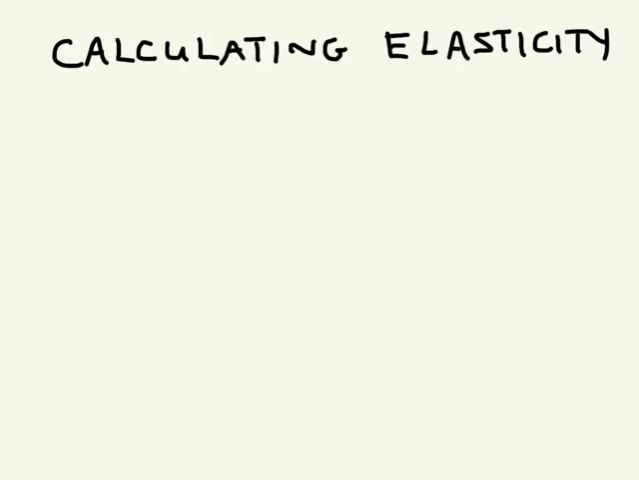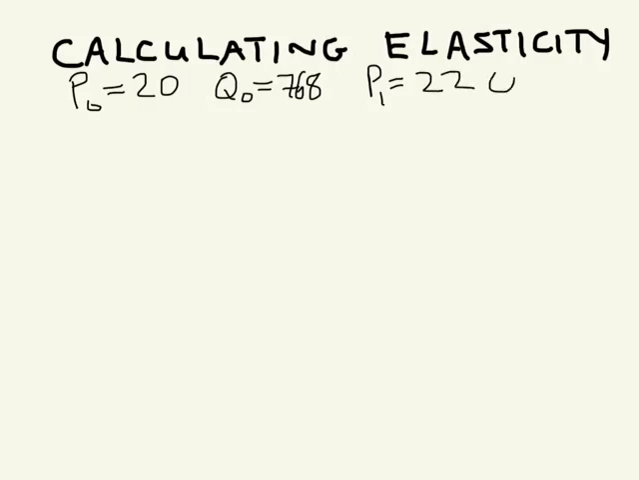All right, so here we are in our blank page to start working with this stuff. And remember, we've got this example where our initial price was $20. Our initial quantity was 768. I'm not worrying about units right now. And then price went up to 22, and quantity demanded went down to 650. All right, well, let's start calculating.